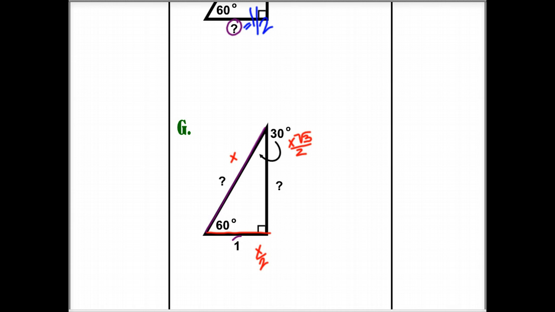So if 1 is the length of the short leg, that means that this one has to equal 2. Therefore, when we put it in here, that means that this one has to be equal to 2 times the square root of 3 over 2. However, these cancel, leaving me with this equal to the square root of 3.